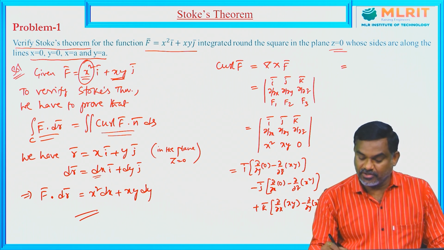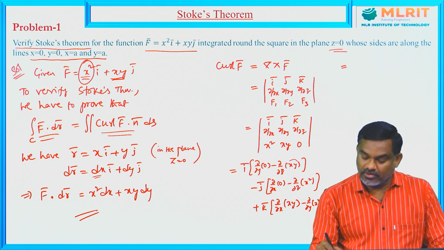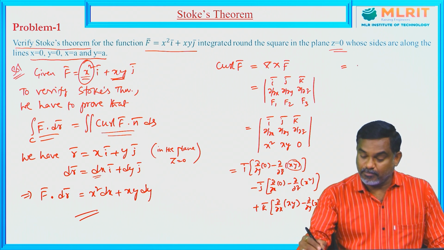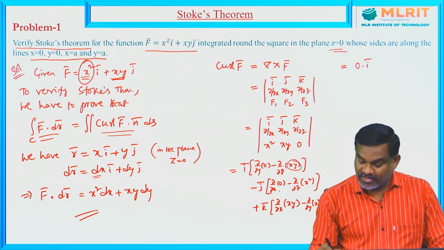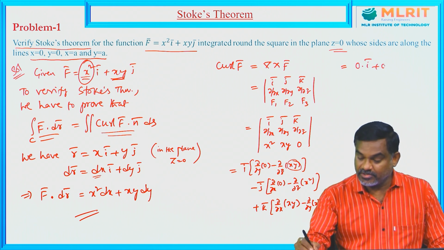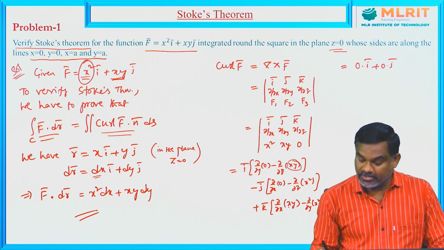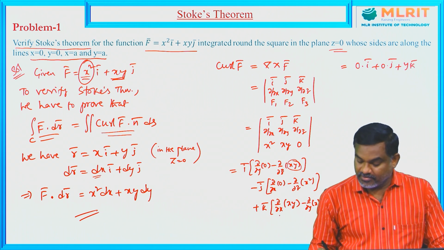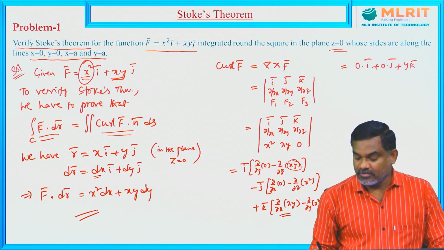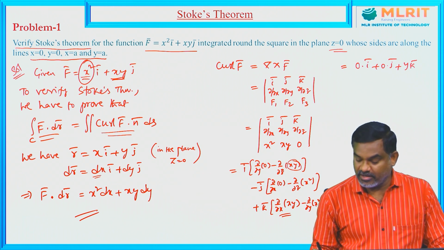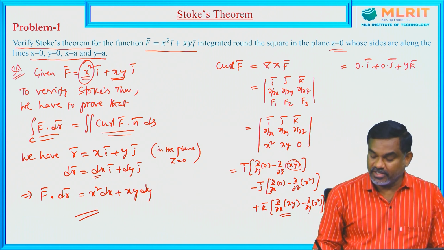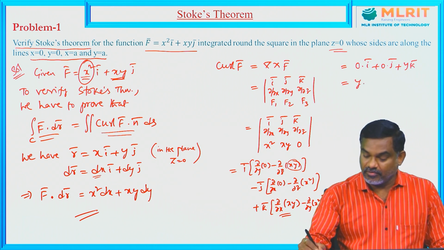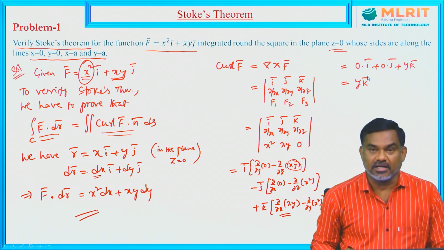Here ∂/∂y of 0 is 0, and we are differentiating partially with respect to z, so we will treat x and y as constant, so completely 0 into i bar. Here again 0, plus 0 into j bar. And here ∂/∂x of xy, so y is constant, and here it is y k bar. Here we are differentiating partially with respect to y and the function is x square, so we get 0. So simply y into k bar, that is curl f bar.